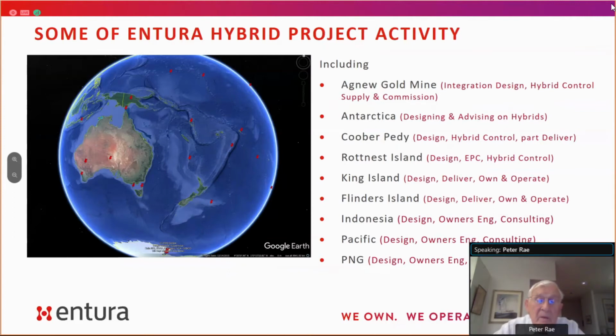Flinders has, as does King, some solar power, but also a design for remote area which is quite remarkable. I won't attempt to describe it because it would take me a little while, and I don't know it well enough to say it in a few words. Indonesia and the Pacific and Papua New Guinea, places where Hydro Tasmania and its company Entura have been operating.